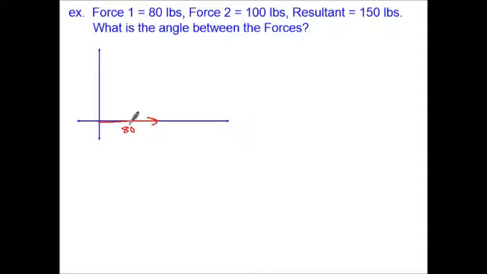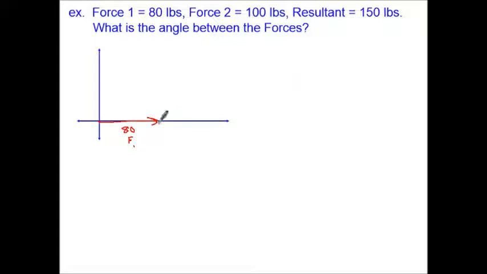And it's force 1, so if you want to label that F1 or whatever works for you is great. And then force 2 is 100. Let's change colors just because we can. But again, I want my resultant to be 150, so I'm in that same quadrant again. If I go 100 this way, I'm going to have a resultant of 180. And I want 150, so it's a little bit less.